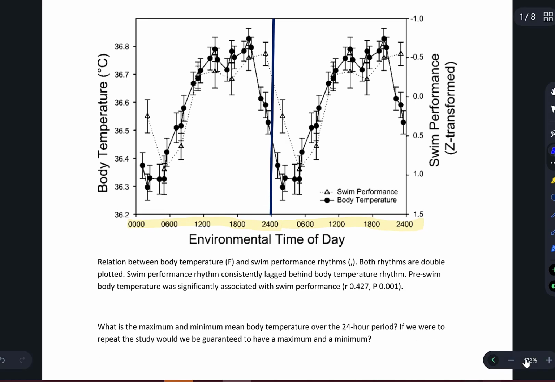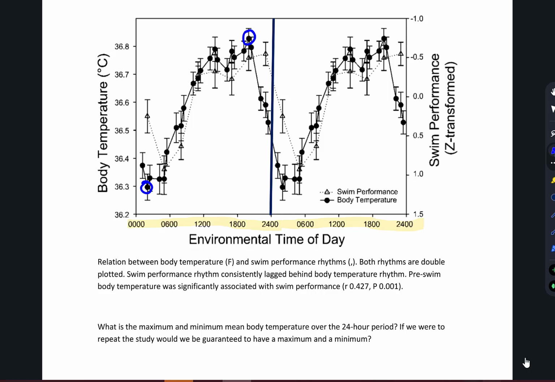The question is, what is the maximum and minimum mean body temperature over a 24-hour period? Looking at the plot, it appears that the maximum body temperature occurs here at about 1900 hours, and the minimum occurs here at approximately, we'll say, about 2 a.m. Further, the question I ask is, if we were to repeat this study, would we be guaranteed to have a maximum and a minimum over a 24-hour period?